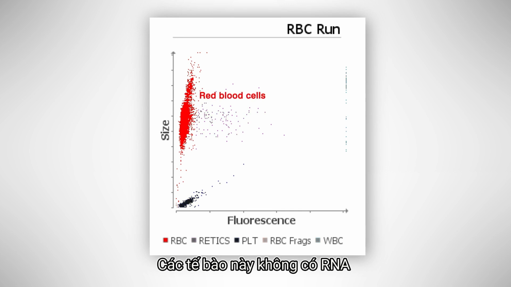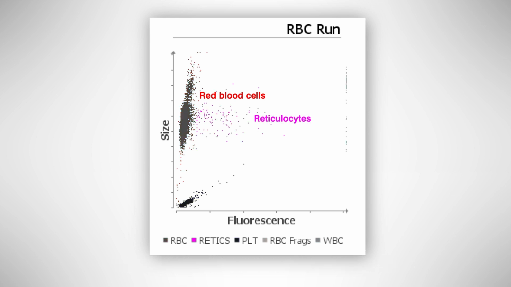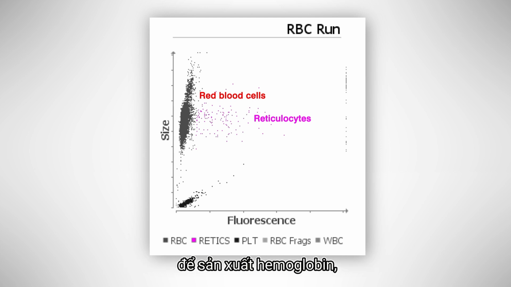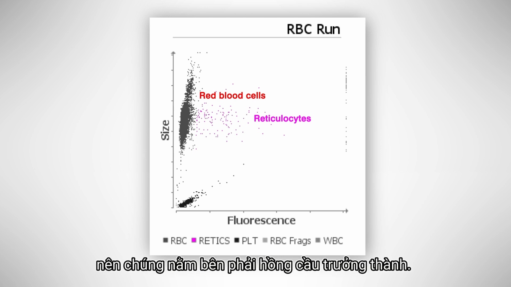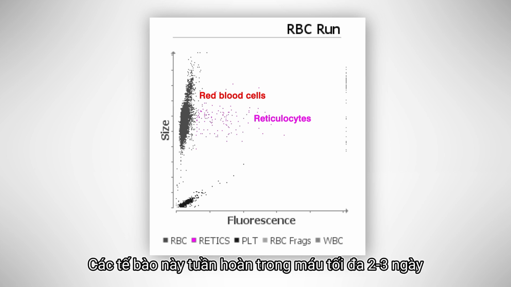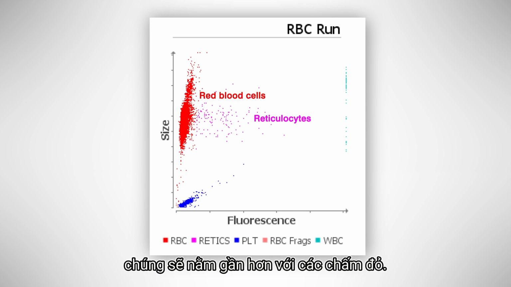These cells have no cytoplasmic RNA and are therefore located on the left side of the x-axis. Reticulocytes are immature red blood cells, and because they still have cytoplasmic RNA for hemoglobin production, they are located to the right of the mature red blood cells. These are the magenta dots. These cells circulate in the blood for a maximum of 2 to 3 days, and as they transition to the mature red blood cell, they're found closer to the red dots.